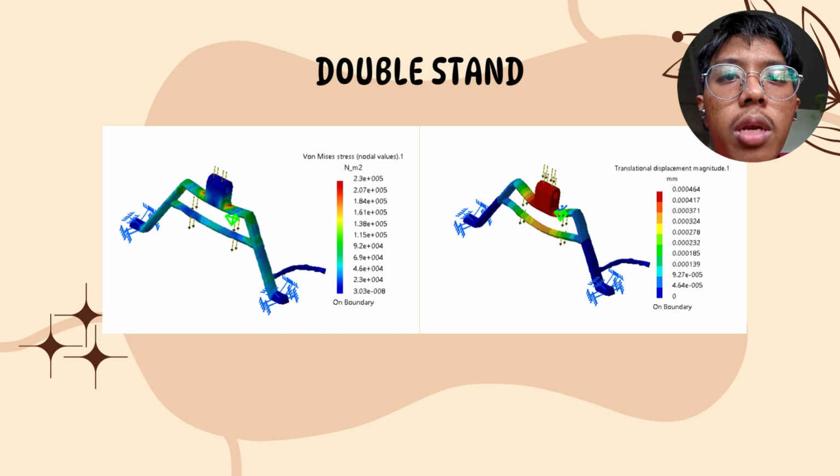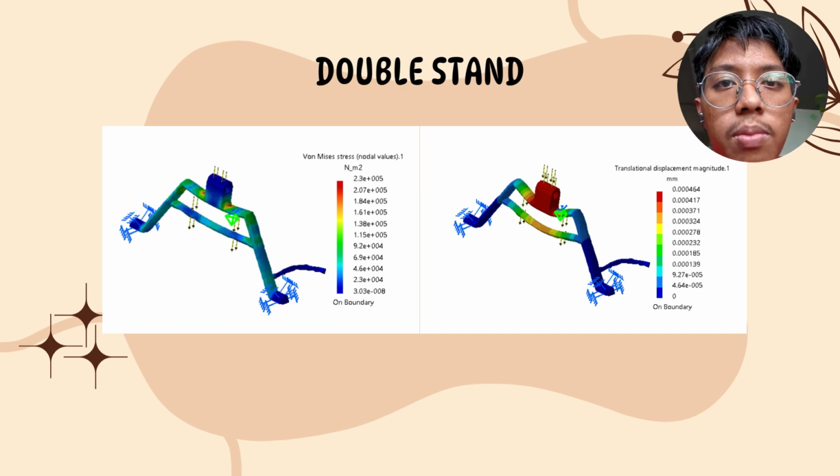The maximum stress concentrations are primarily located at the upper mounting cylinder and the primary structural joints. According to our data, the maximum von Mises stress is 2.3 times 10 to the power of 5 Newton per square meter, and the minimum value is 3.0 times 10 to the power of 8 Newton per square meter.